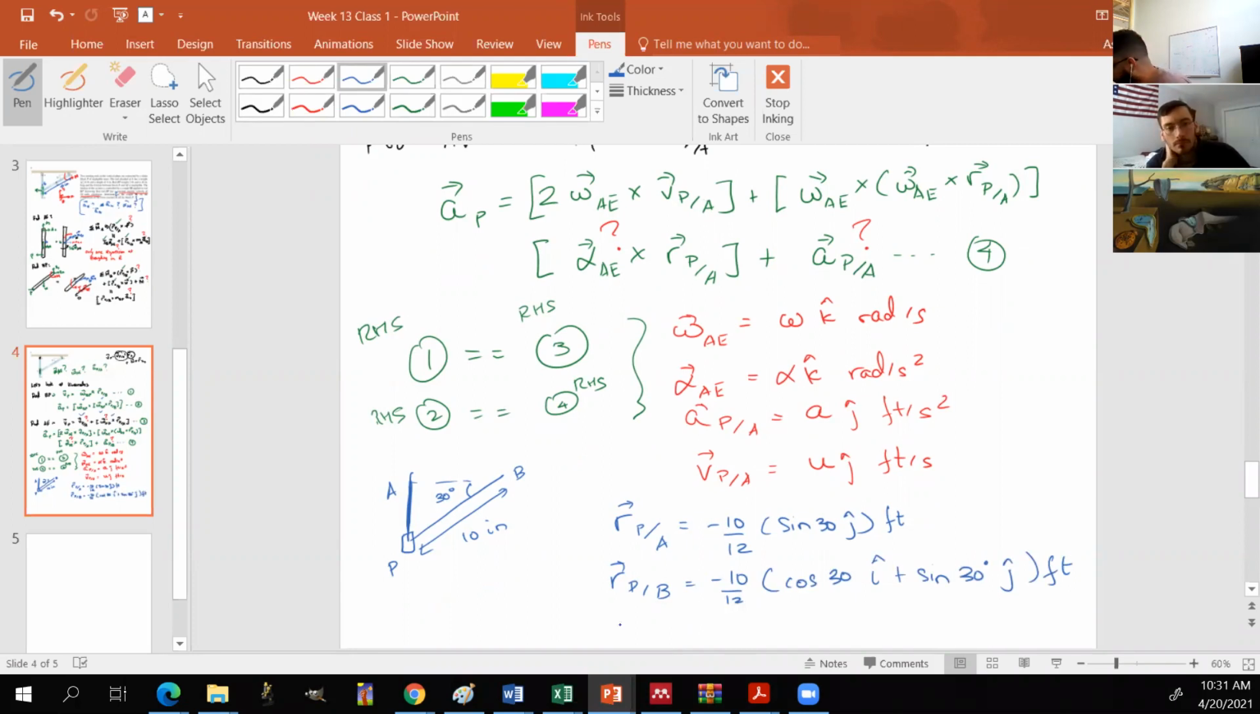And you're also told in the problem that omega BP is counterclockwise, at a constant speed of 20 radians per second. So that's minus 20 k hat radians per second.